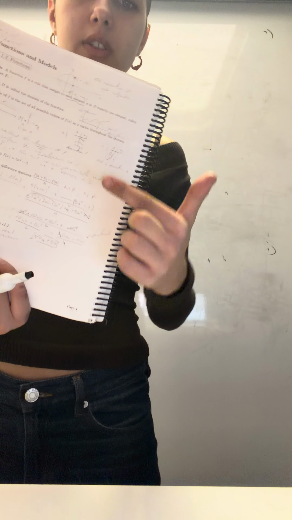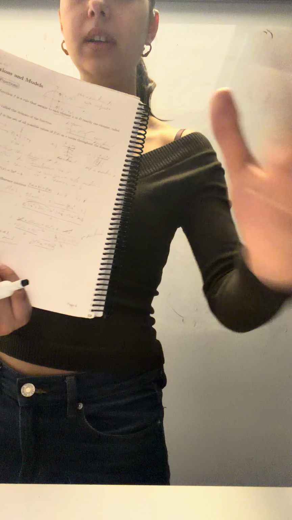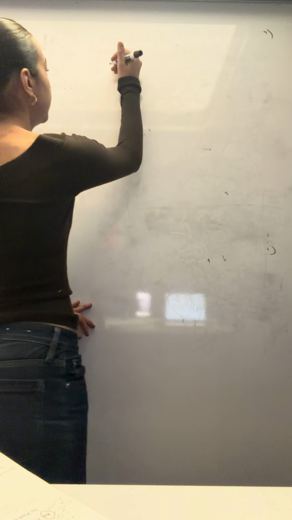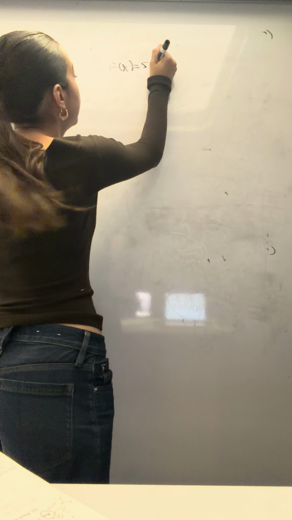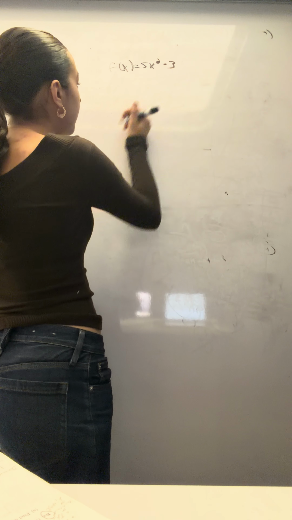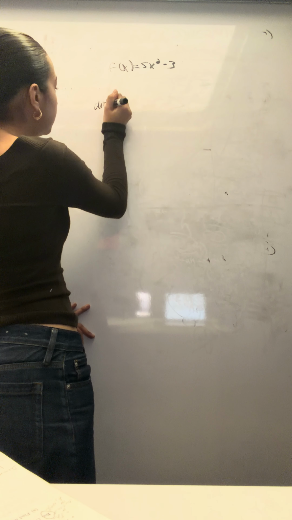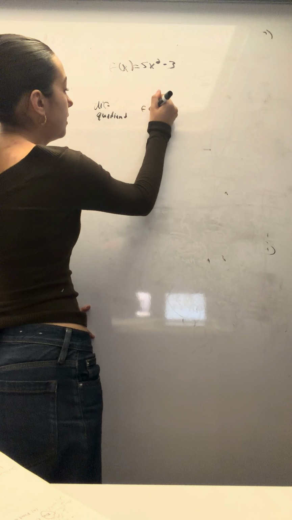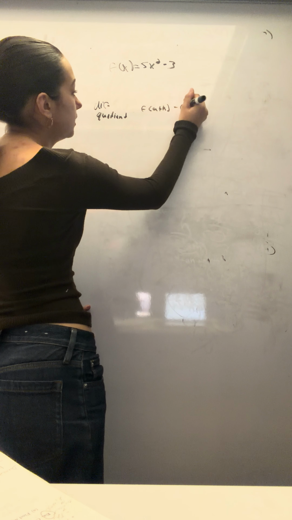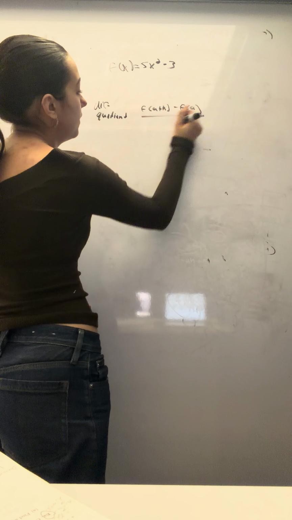Alright, now I'm going to do the first question, part A and part B of functions and models. So we're given the function f of x is equal to 5x squared minus 3, and we have to find the difference quotient, which is f of a plus h minus f of a divided by h.